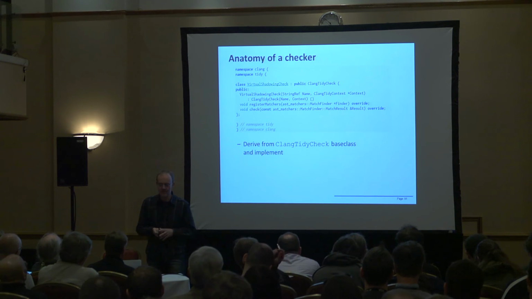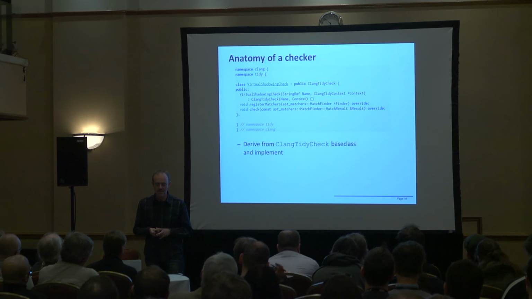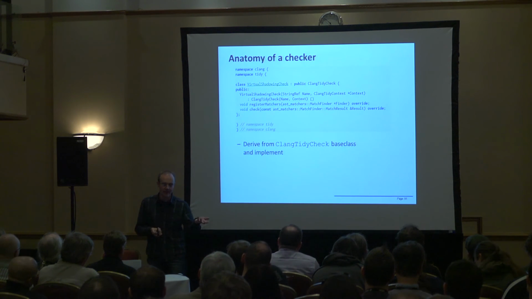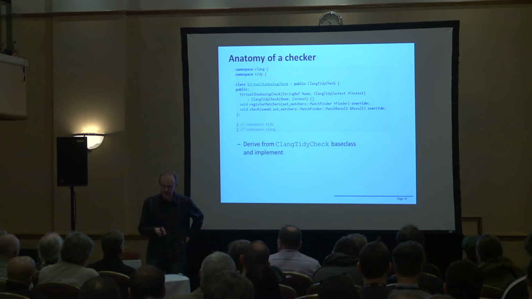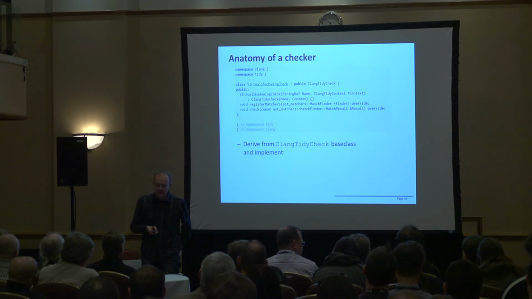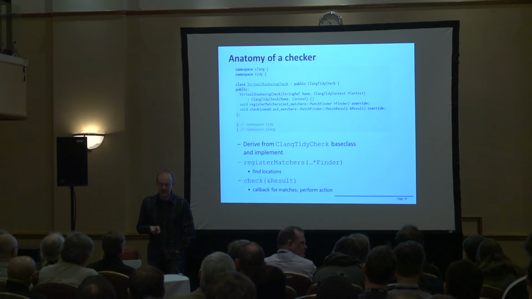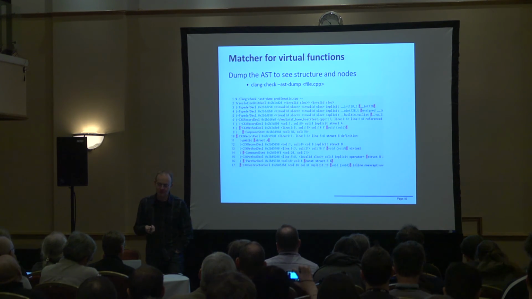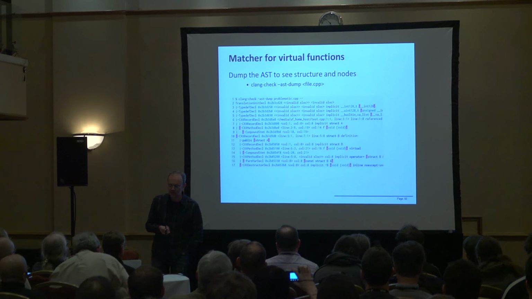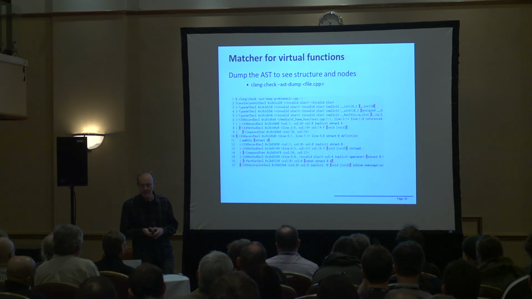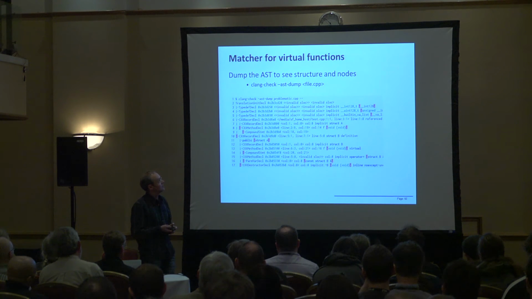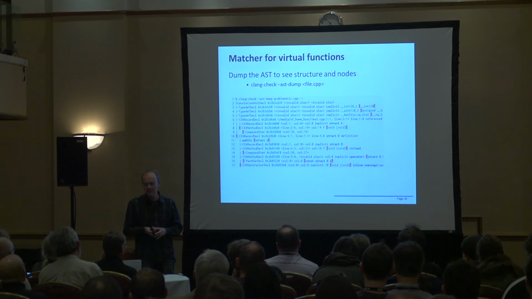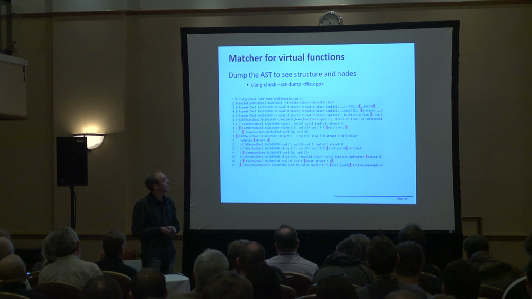So for example, the virtual gets added, or override gets added, or something like that. So two steps: implement register matchers and the check method. To fill in the details for the check method, I first have to find a valid matcher, and the valid matcher is found.